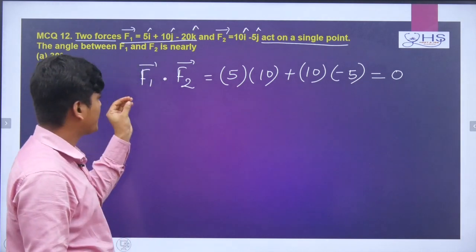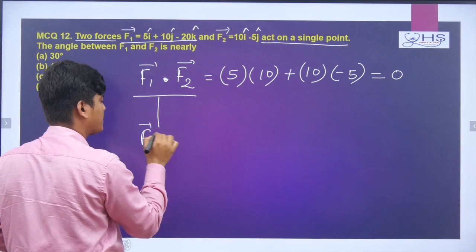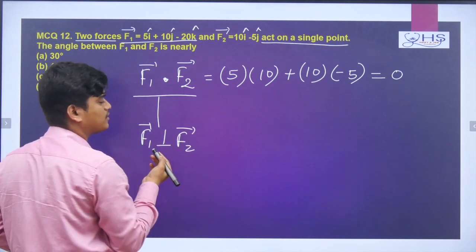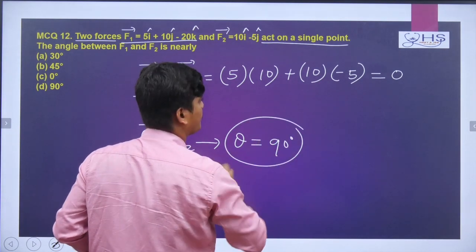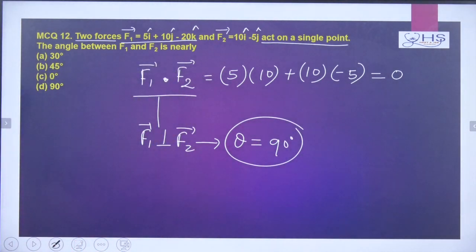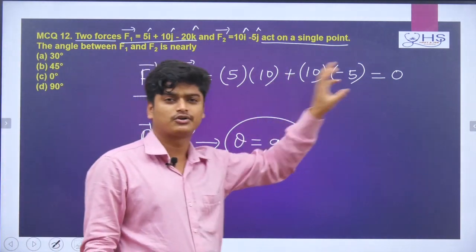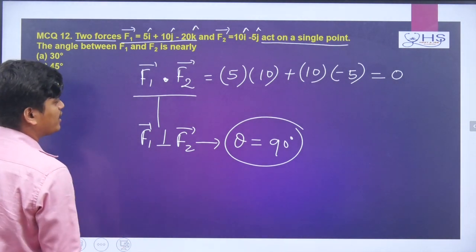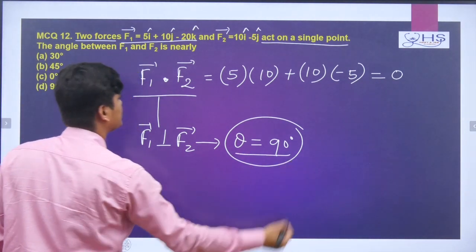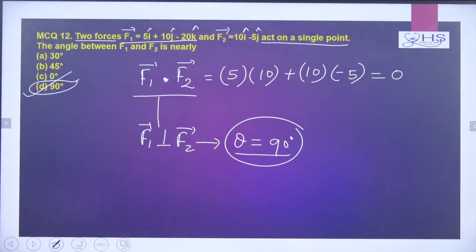And you know, if the dot product of two vectors is 0, definitely F1 vector is perpendicular to F2 vector. What is the meaning of perpendicular? Now the angle between them is how much? 90 degrees. The angle between them is 90 degrees. So two vectors will be perpendicular to each other and their dot product will come 0, because in the dot product we have cos theta, so when theta is 90 degrees, cos theta becomes 0. So here by closing your eyes you can put your answer as option D. Okay, now come to the next question.